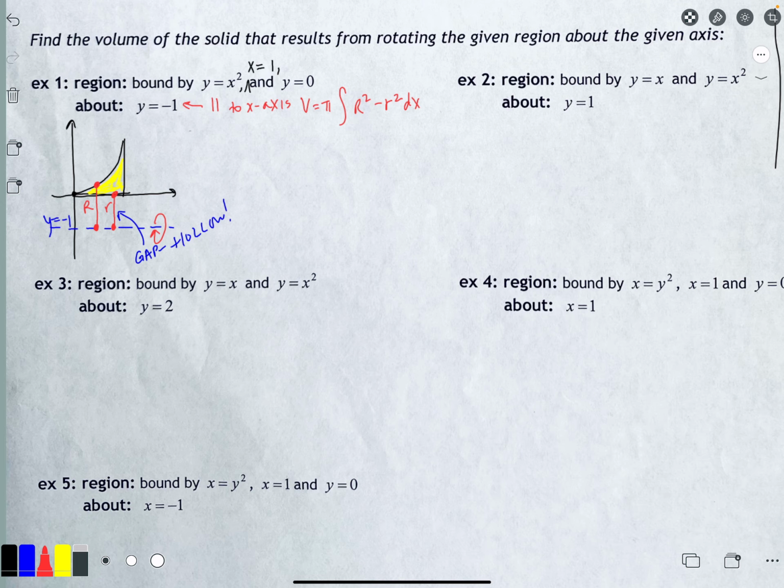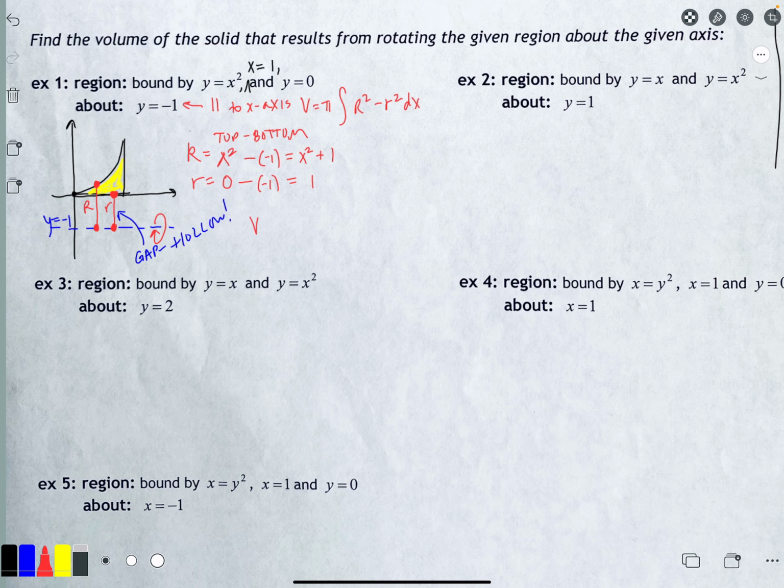Okay, so for big R and little r, I'm going to be doing top minus bottom. So big R on top, it's touching y equals x squared. On bottom, it's touching the line -1. So I have x squared minus -1, which is x squared plus 1. Little r, on top, it's touching y equals 0. Minus, on bottom, it's touching the axis of revolution, which is y equals -1. And 0 minus -1 is +1.